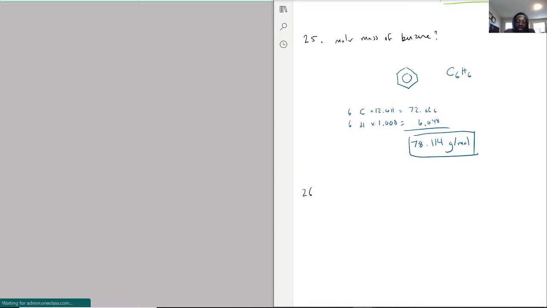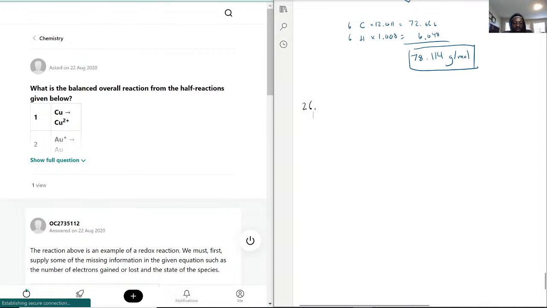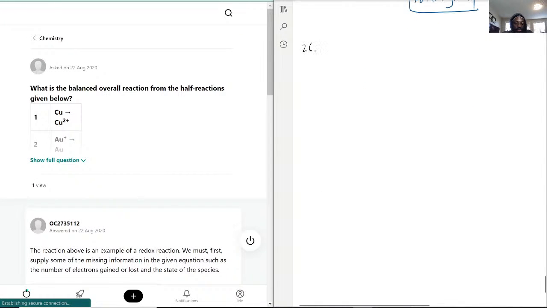So now 26. What is a balanced overall reaction from the half reactions shown above? So this is what counts as a redox reaction. Okay, we have Cu. So let's write the question. What is the balanced overall reaction?